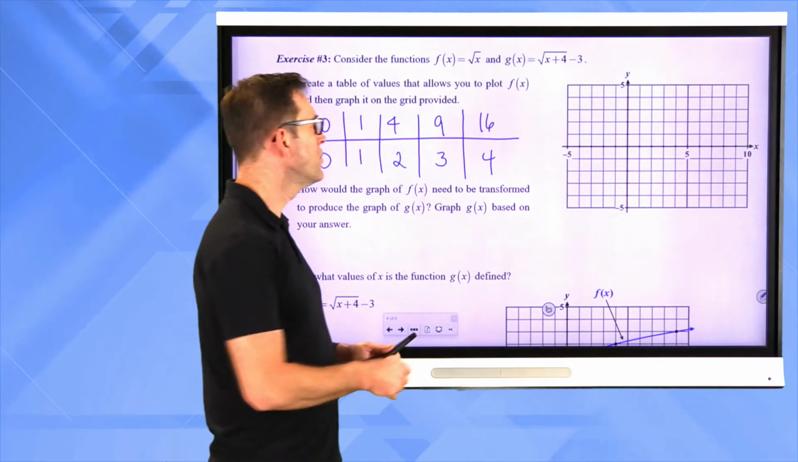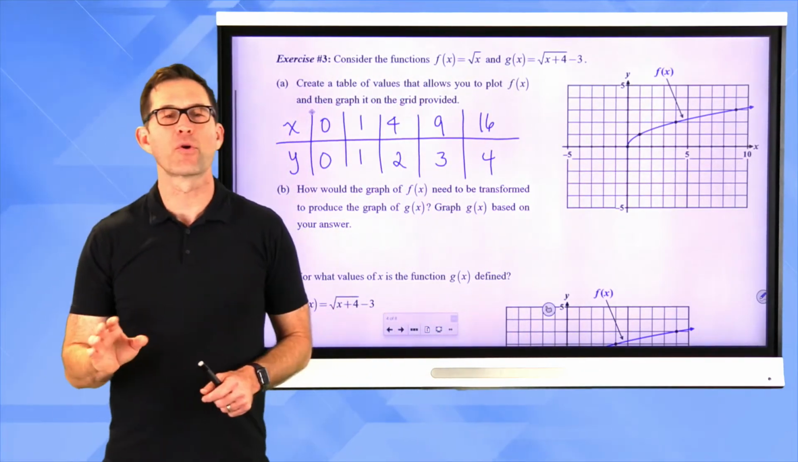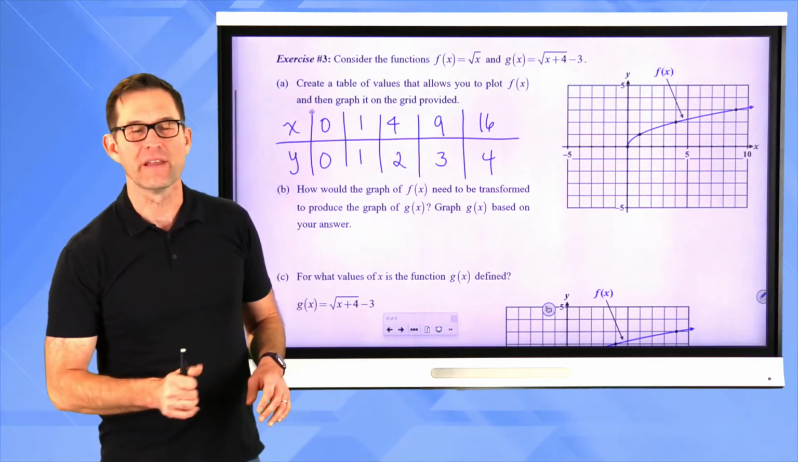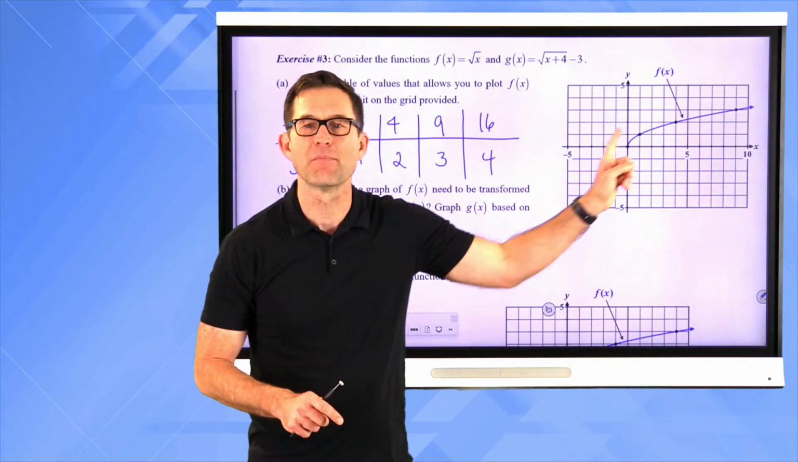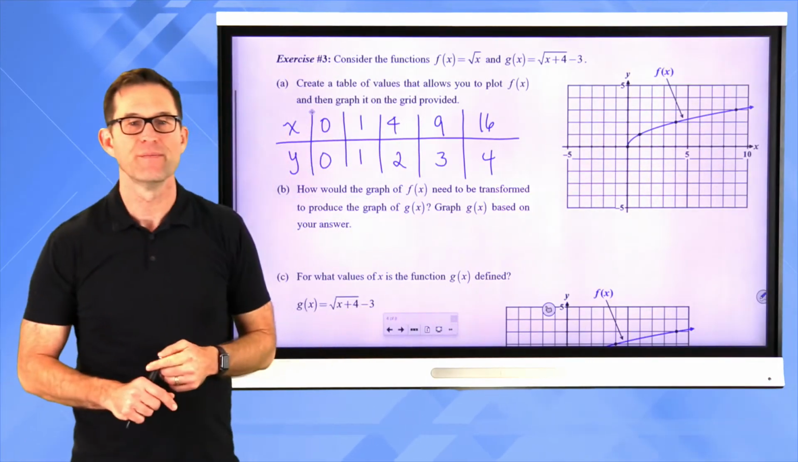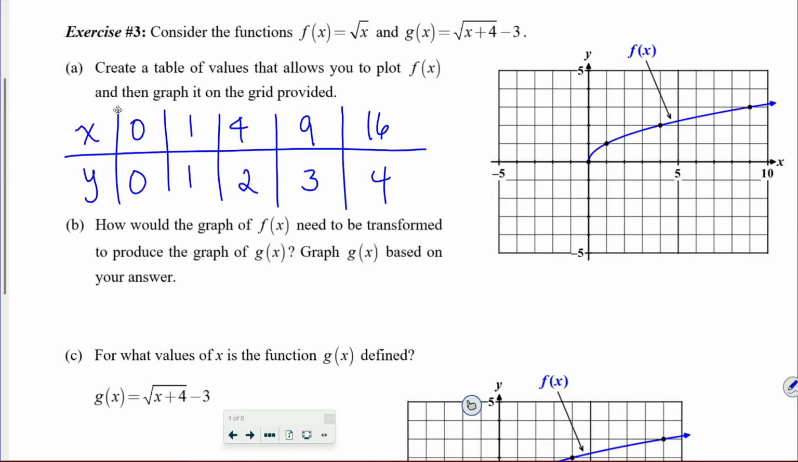All right, so simple enough, right? I get that beautiful kind of half parabola, literally the inverse of y equals x squared, or at least part of its inverse. All right, let's take a look at letter B. How would the graph of f of x need to be transformed to produce the graph of g of x? Graph g of x based on your answer.